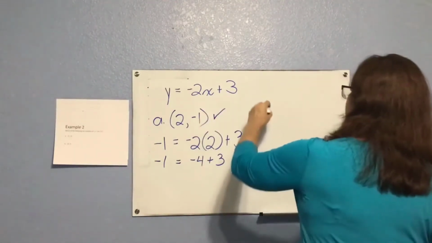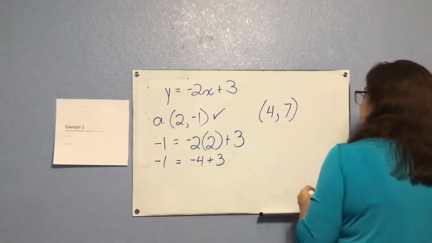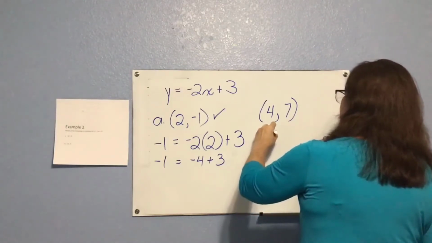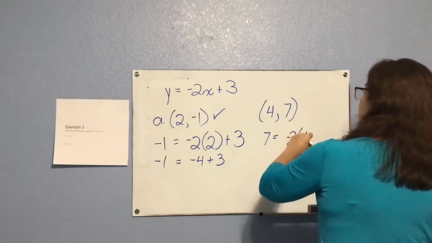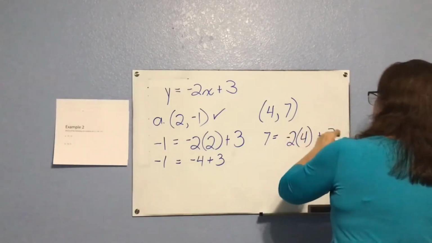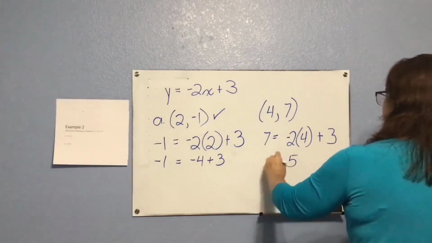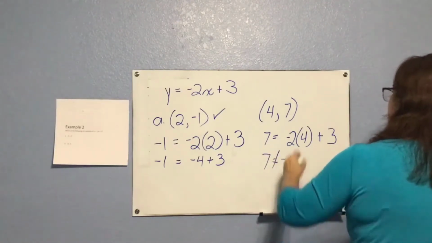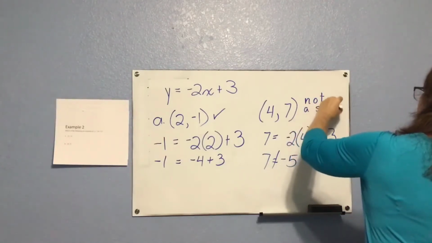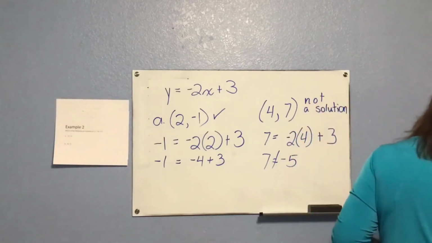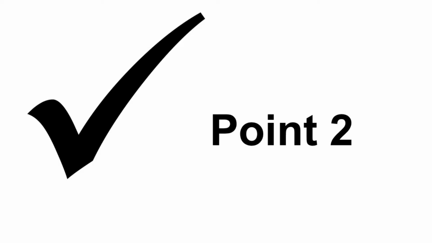Let's try another. This time we'll look at 4, 7. Same procedure. 7 is equal to negative 2 times 4 plus 3. Well, this gives me negative 8 plus 3 is only going to give me negative 5. So this is not a solution. Okay, it didn't give me a true statement. Now go ahead and work on checkpoint number 2.